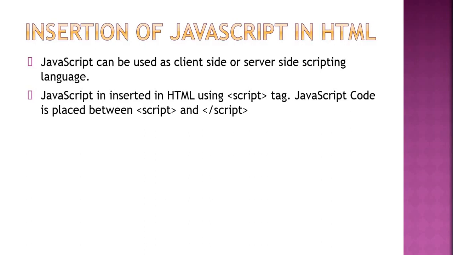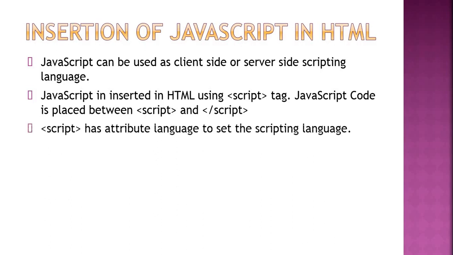The script is inserted in HTML using the script tag. Whenever you have to use JavaScript, you have to use the script tag. The JavaScript code is placed between the opening and closing of script. Script has the attribute language. We must set this attribute as JavaScript so that the browser will know that we are going to use the JavaScript language.